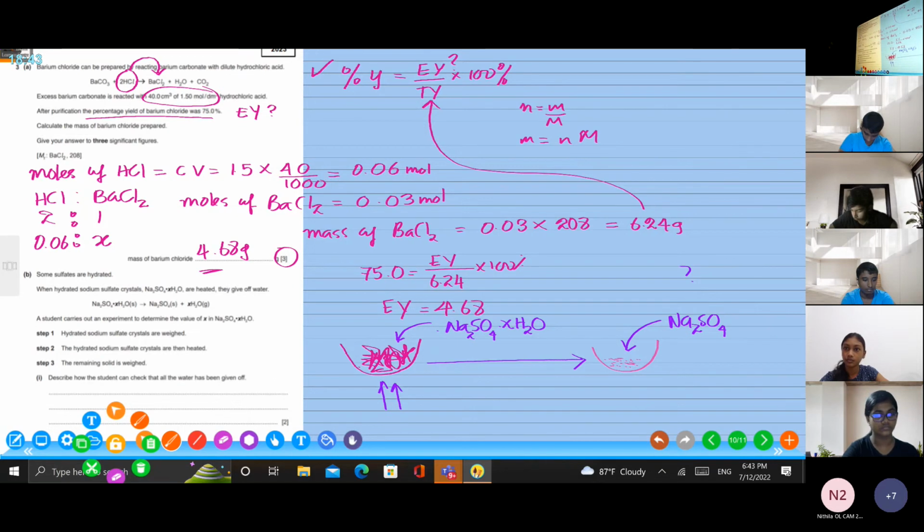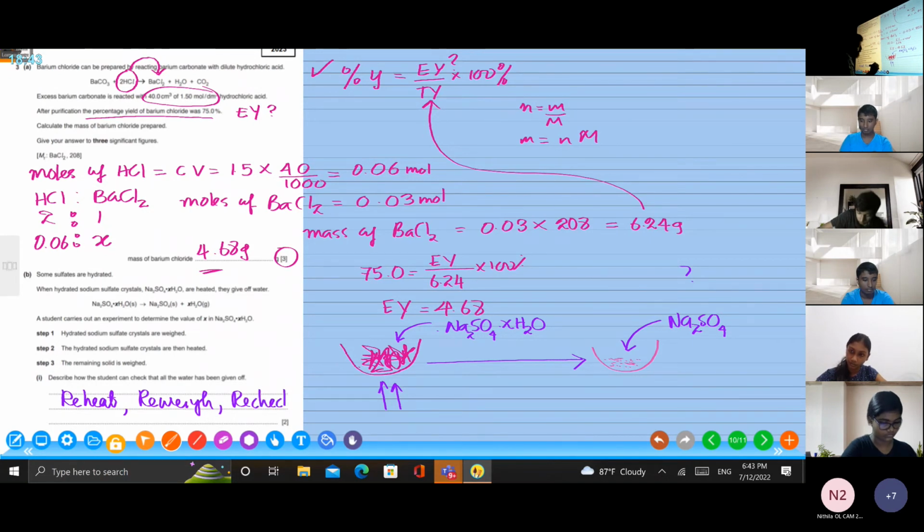Is that clear? So then what you have to do, describe how the student can check that: reheat and reweigh. So recheck the weight. If mass doesn't decrease, all water has gone.